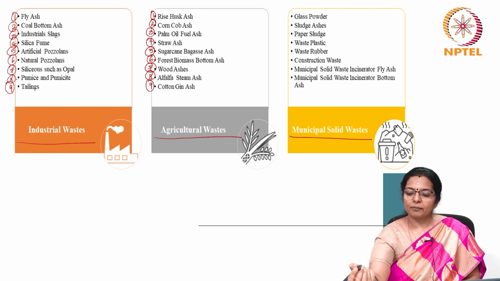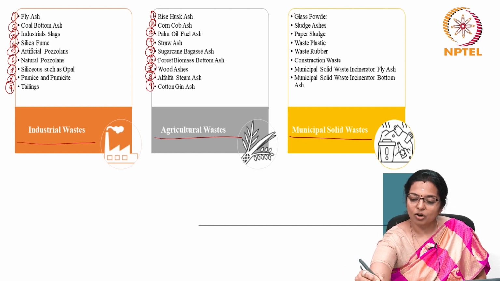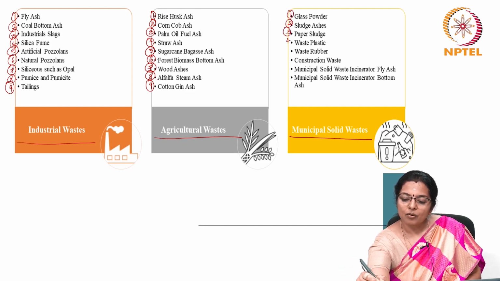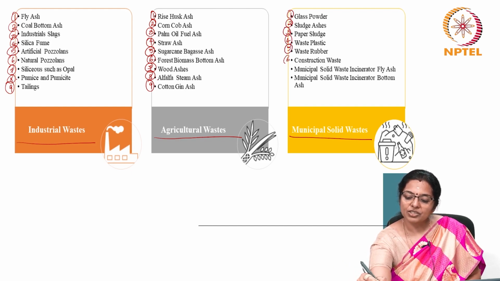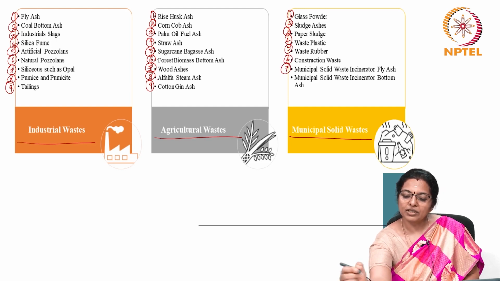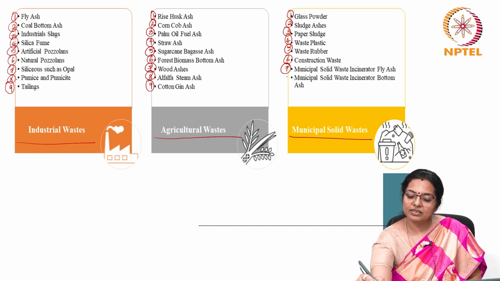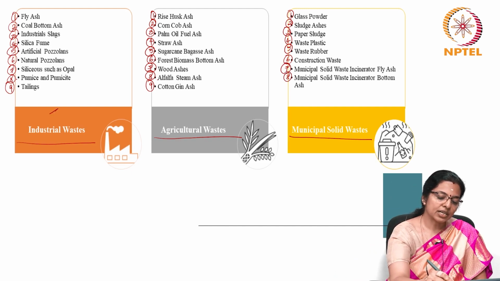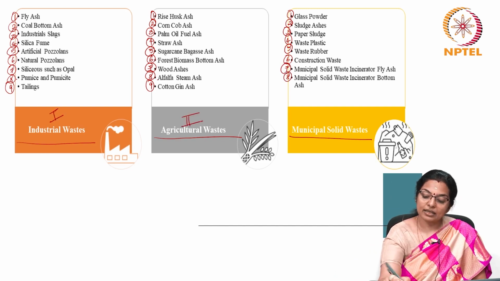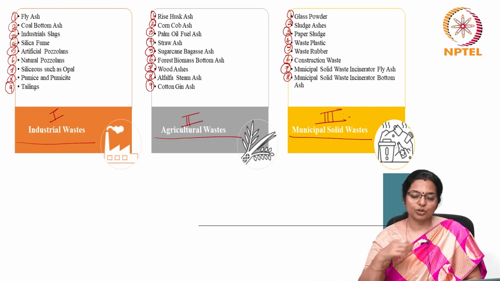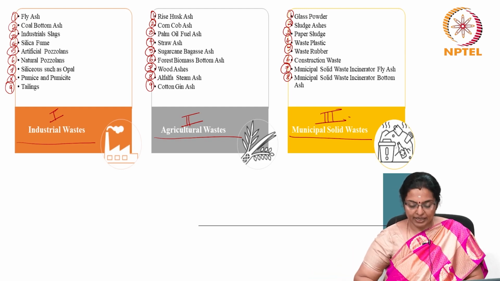Municipal solid waste is the third component, such as glass powder, sludge ashes, paper sludge, waste plastic, waste rubber, construction waste, municipal solid waste incinerator fly ash, municipal solid waste incinerator bottom ash. So, these materials which are otherwise considered waste can actually be used in building material, making it a green building material.